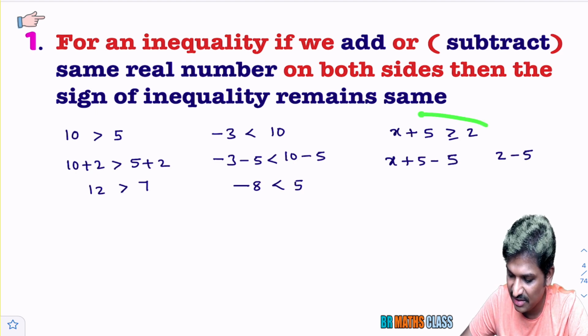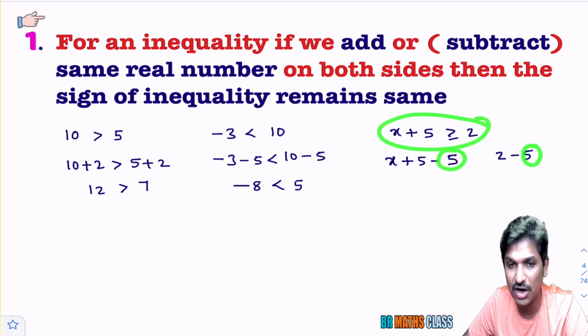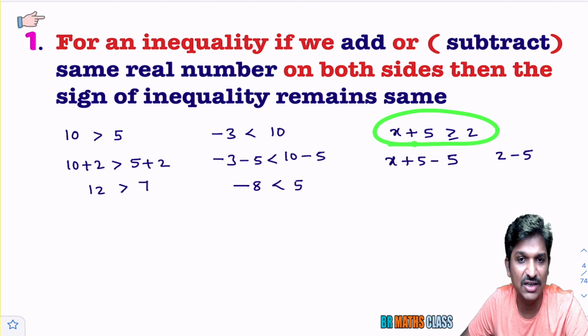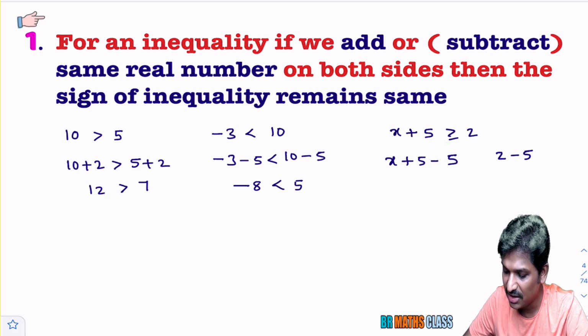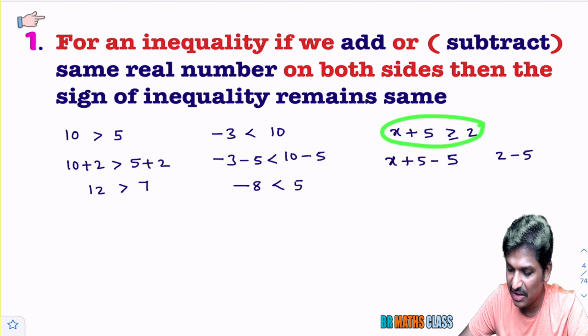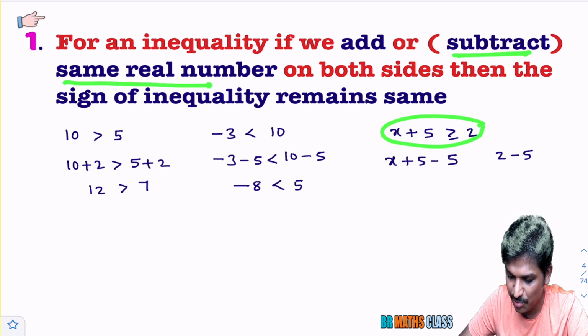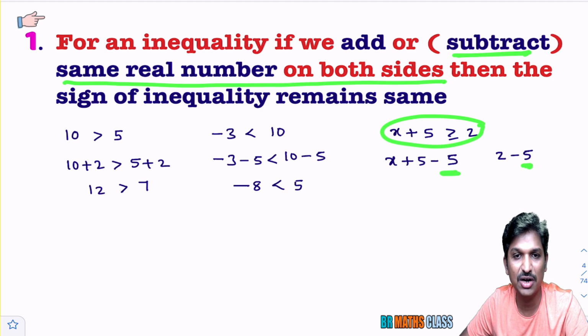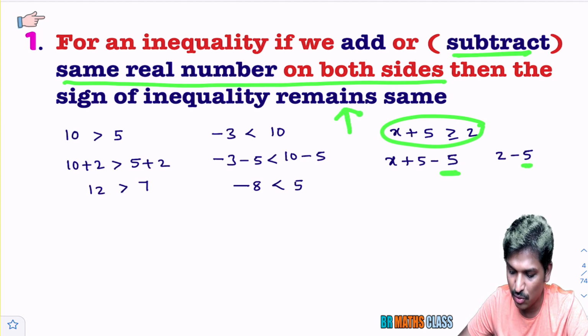What happened? This is the inequality. I subtracted 5 on both sides. Whether this is true or false we cannot say, because an unknown variable is there. We need to find for what x values this inequality is true. That is what I am doing in this problem. Okay. For this inequality, I subtracted the same real number on both sides. You see here, 5, 5. What this rule says is that the sign of inequality remains the same.